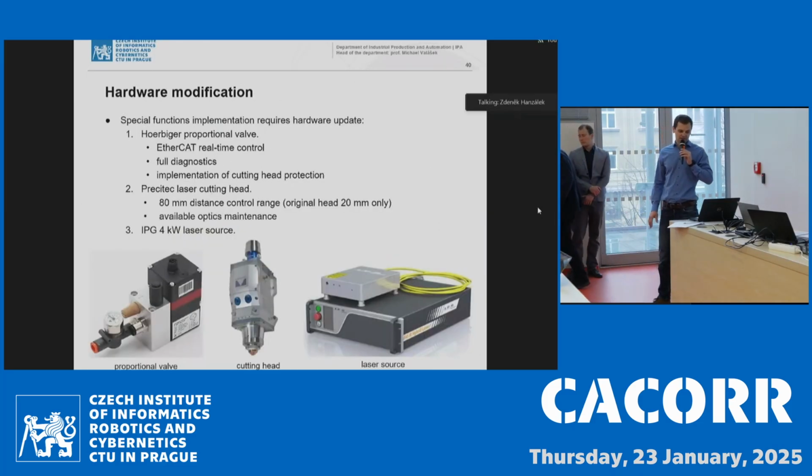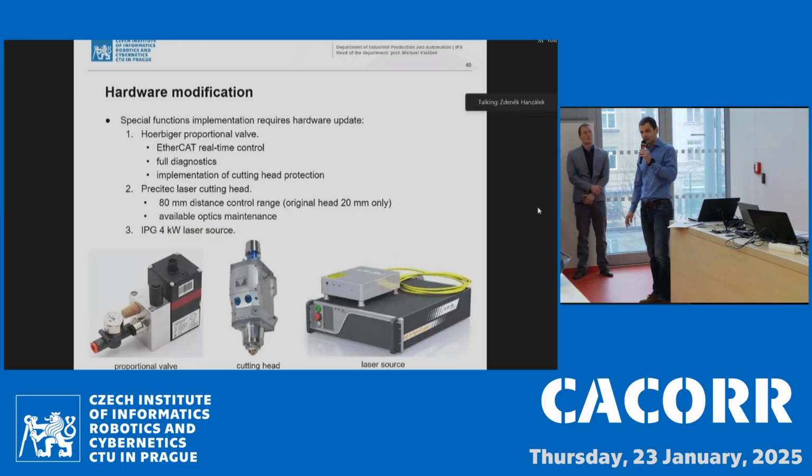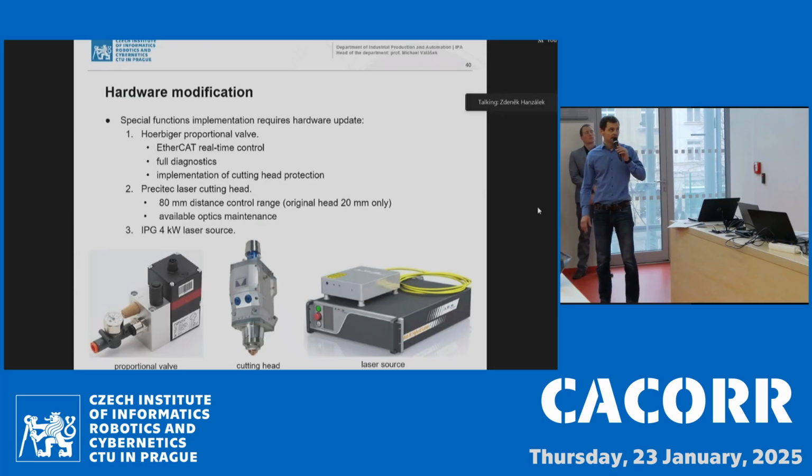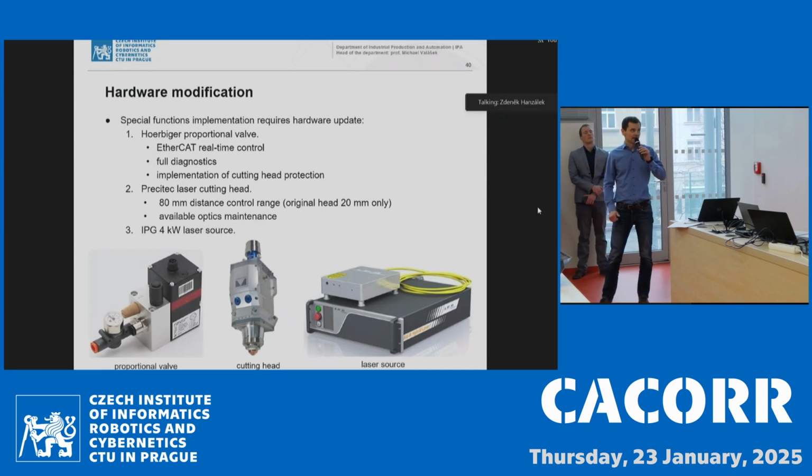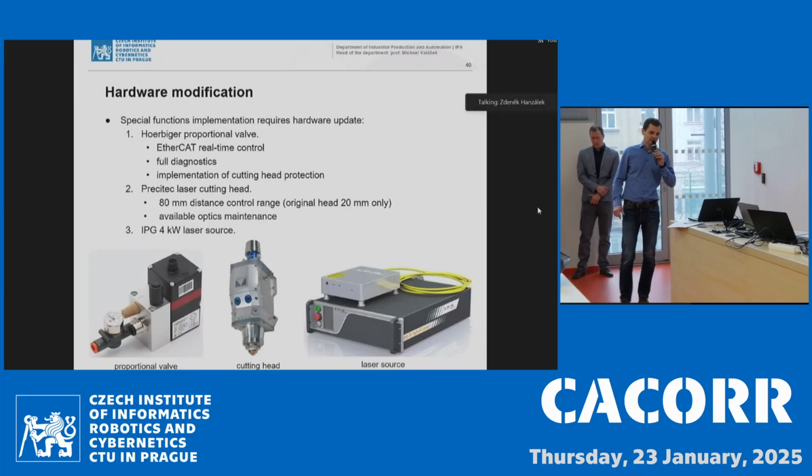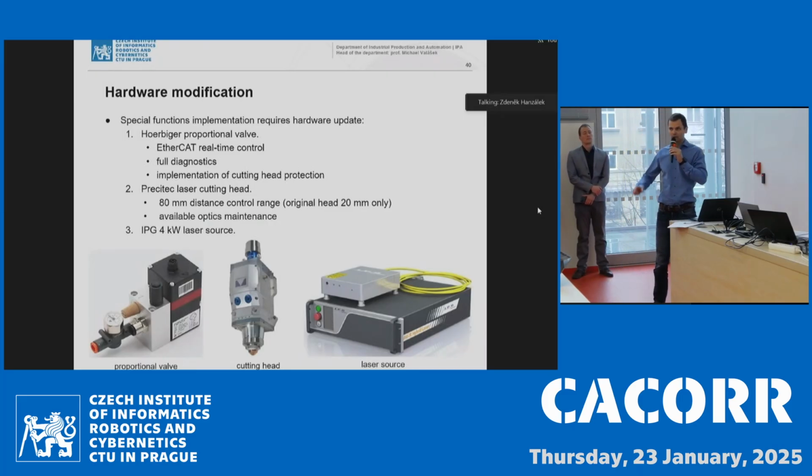The special functions implementation required a hardware upgrade as well. It means the proportional valve responsible for constant pressure setting, the laser source, and the most important, the cutting head. The new cutting head has a great benefit with a large distance control range. It enables 80 millimeters of distance control compared to the original only 20 millimeters range.